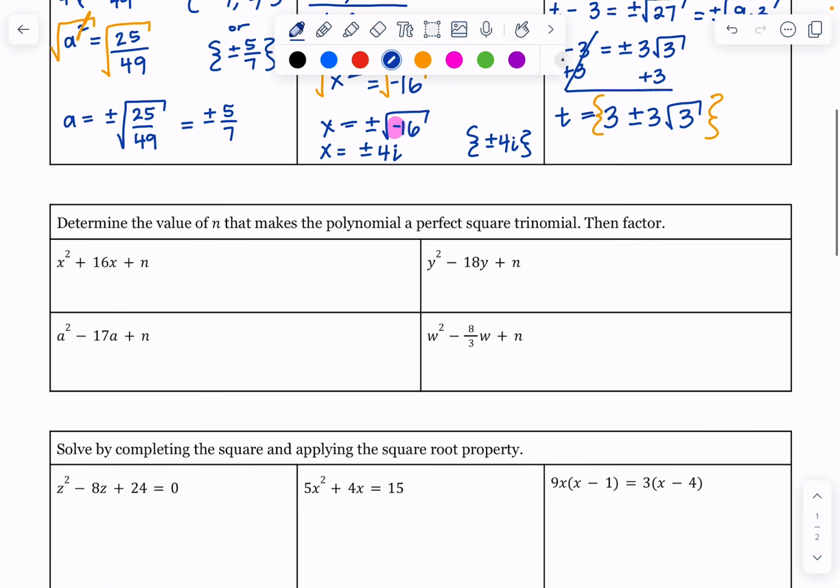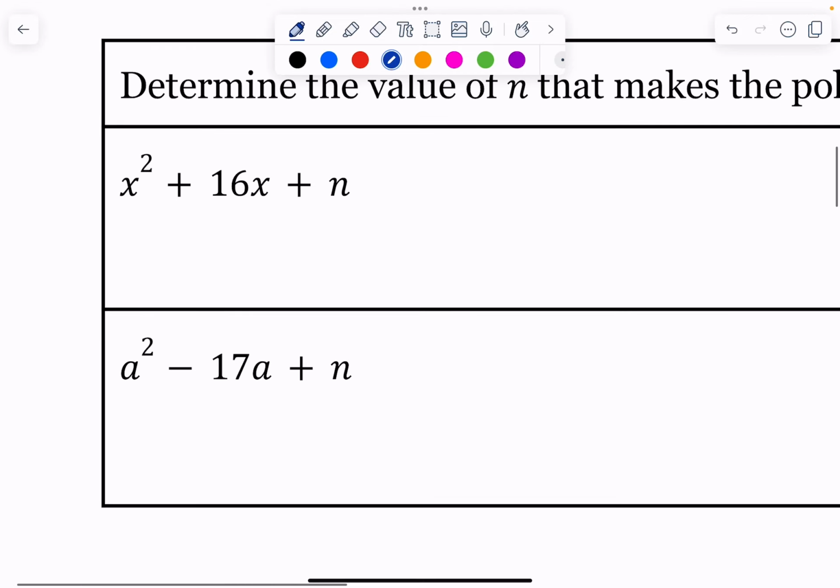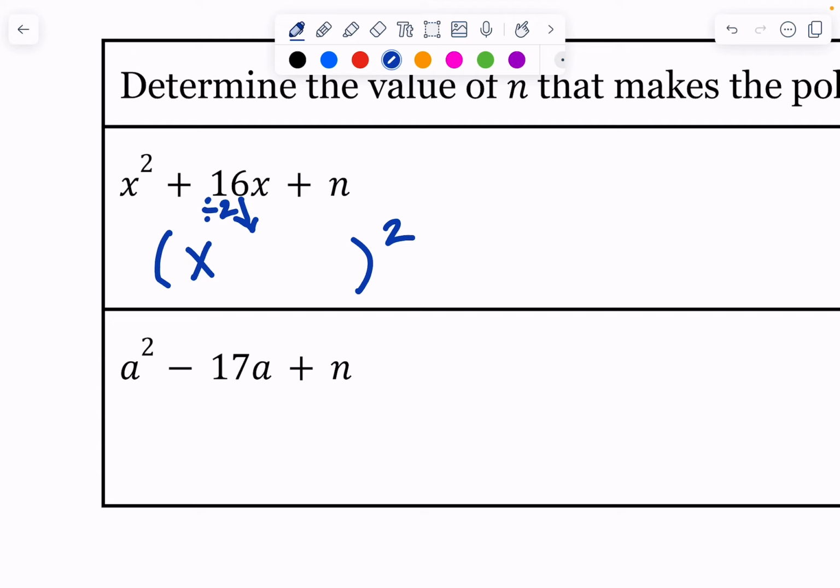All right, so the next section says determine the value of n that makes the polynomial a perfect square trinomial, then factor. So it is a perfect square trinomial if you can rewrite it as a factor squared. And so to do this, we take 16x, we're going to divide by 2 when we come down. So that would be plus 8. And then to get back up here, we're going to square 8. So for this one, n would be 64.